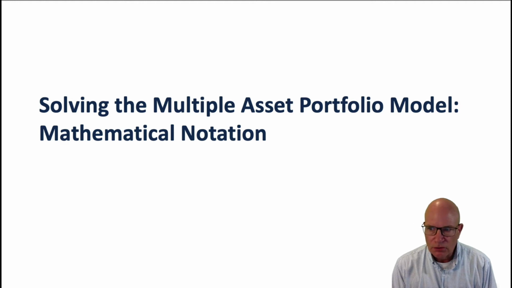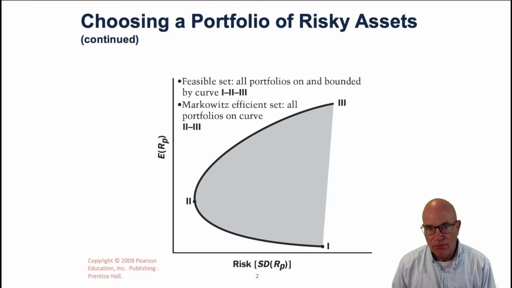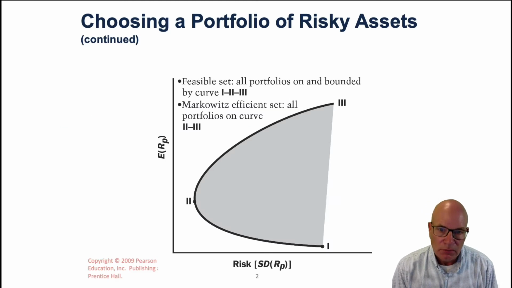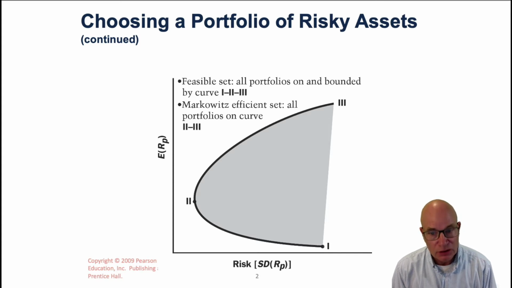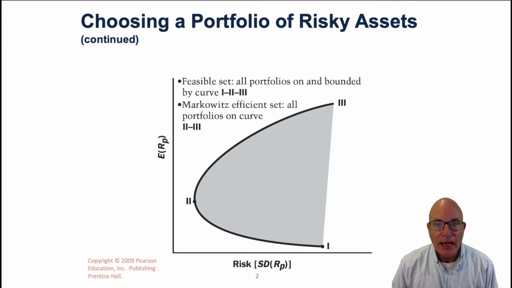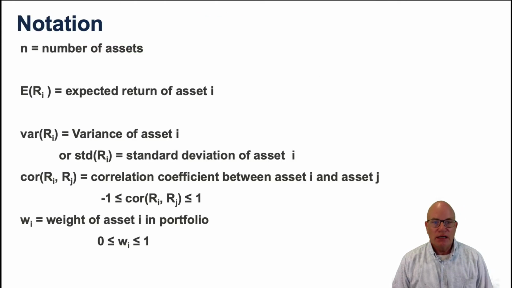The mathematical notation for the multiple asset portfolio model follows that and is an extension of what we did for the two asset portfolio model. Again, what we're doing with the multiple asset portfolio model is solving that for those assets on this line 2 and 3. And what we will be doing for our notation is we can completely characterize our returns of our assets by two measures for each individual asset, mean and variance.